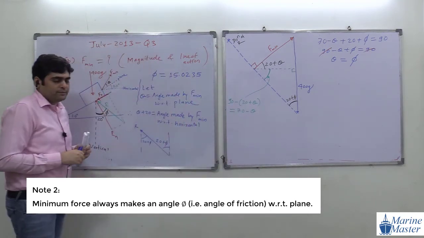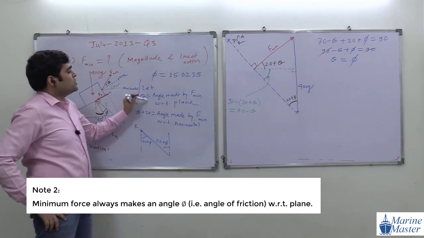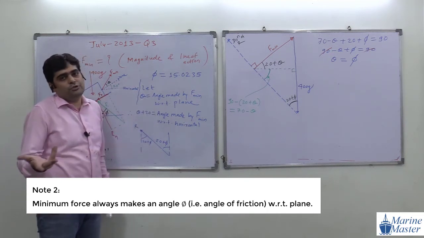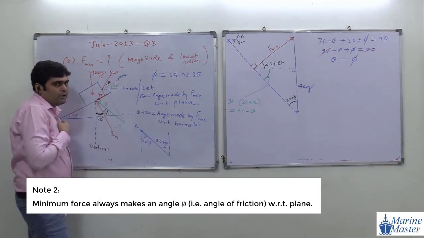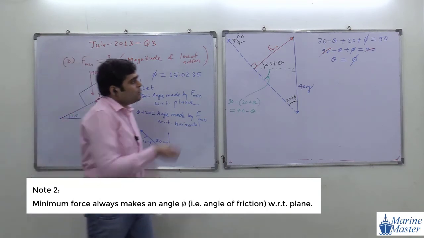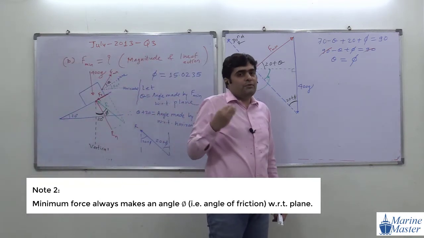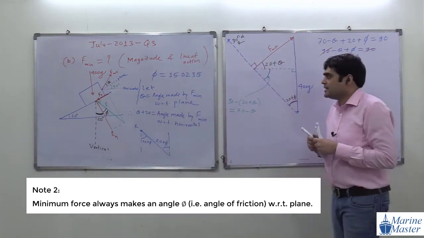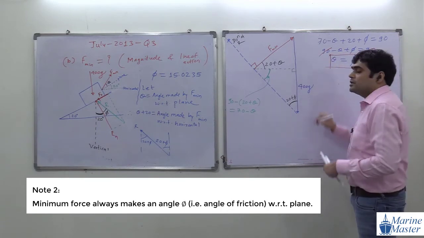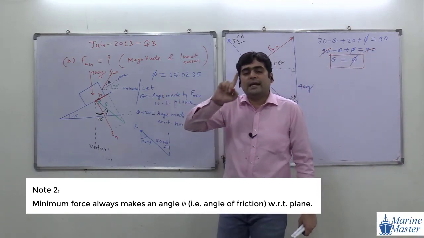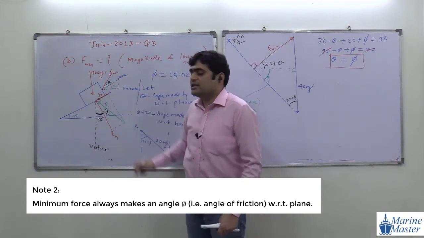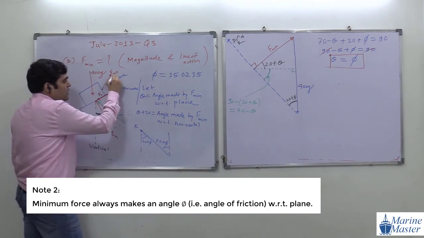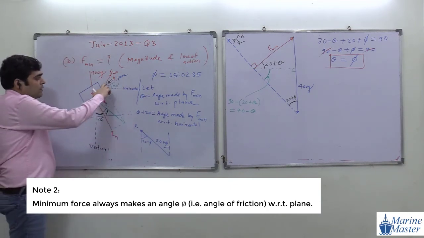Here we assumed the minimum force makes an angle theta with respect to the plane. We don't know the value of theta, but by doing the calculation we came to know that theta will be equal to phi. So what is our second note? Minimum force always makes an angle phi with respect to the plane. This theta will be equal to phi. Okay. Any doubt in this discussion?